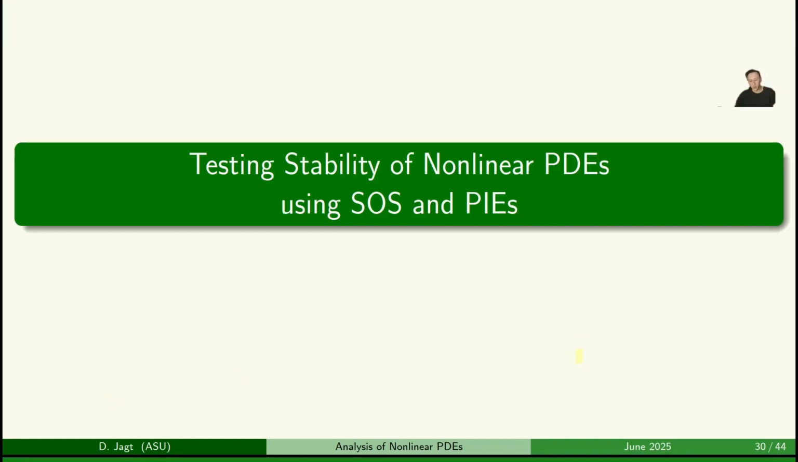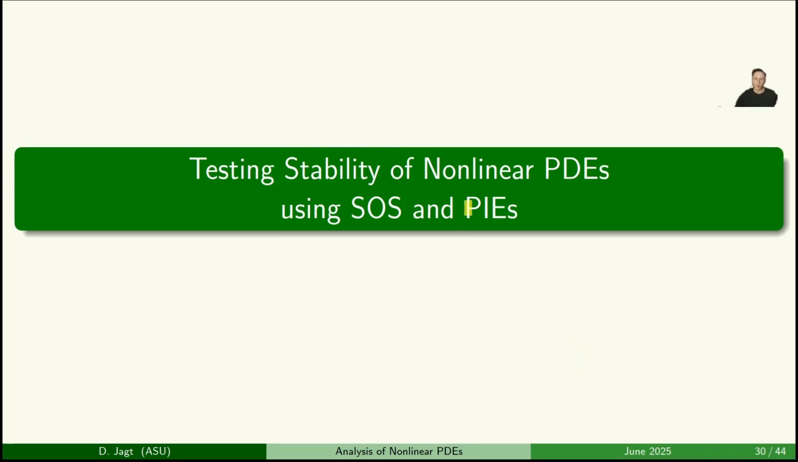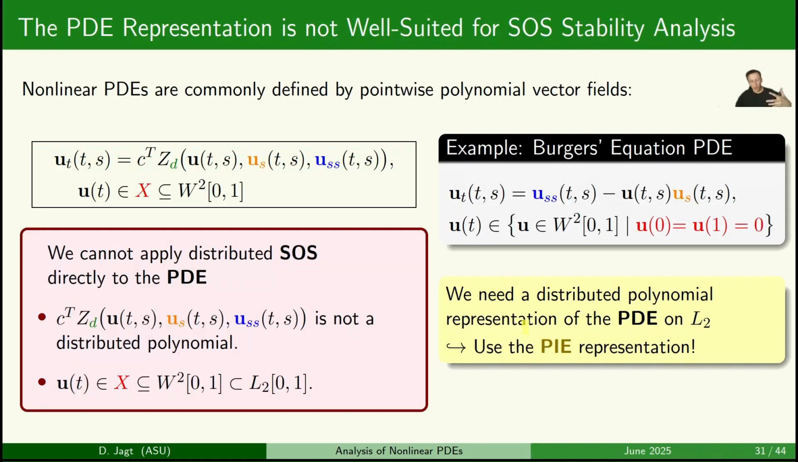How can we actually test stability of these PDEs using sum of squares programming? In particular, we will have to convert these PDEs to the pi representation. So if we consider a general polynomial PDE, these polynomial PDEs are in general represented using pointwise polynomial combinations of the state u and its spatial derivatives. So we take a combination, we evaluate these states at some spatial position s, and then we just take polynomial combinations of the resulting scalar values.